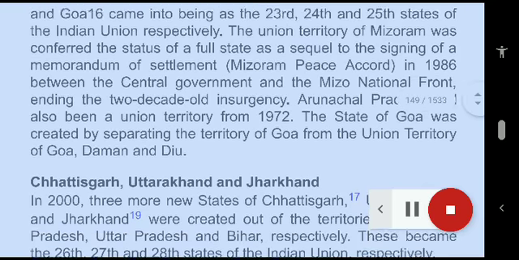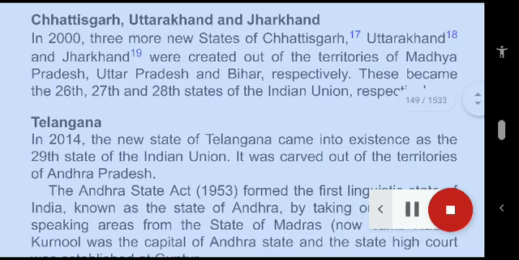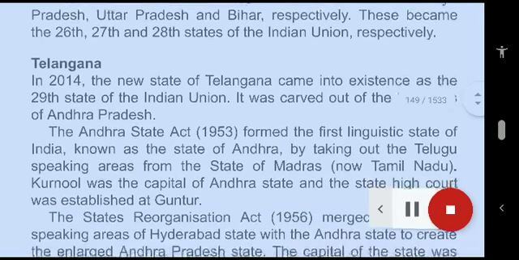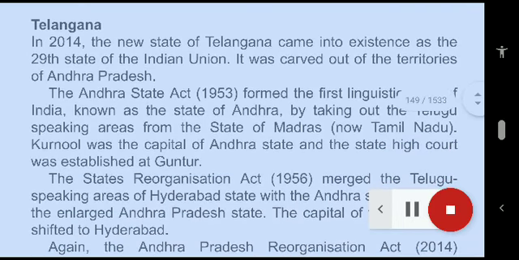Chhattisgarh, Uttarakhand and Jharkhand. In 2000, 3 more new states of Chhattisgarh, Uttarakhand, and Jharkhand were created out of the territories of Madhya Pradesh, Uttar Pradesh and Bihar, respectively. These became the 26th, 27th and 28th states of the Indian Union, respectively. Telangana. In 2014, the new state of Telangana came into existence as the 29th state of the Indian Union. It was carved out of the territories of Andhra Pradesh.